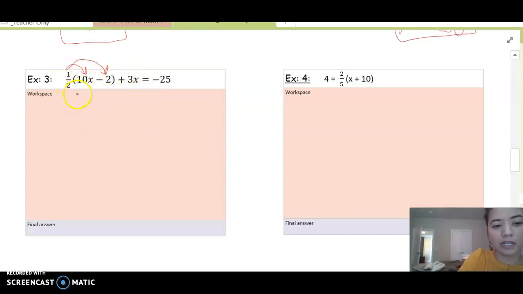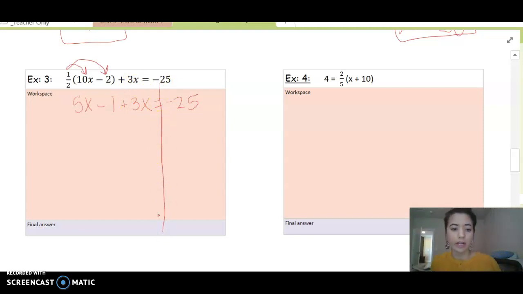1/2 times 10 is 5, and then we have the x. Half of 2 is 1, or 2 divided by 2, and that minus sign comes down. The 3x follows. Draw the line down our equal sign. Can I solve this, or are there things to combine? What do you think?